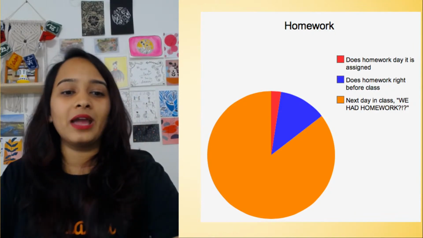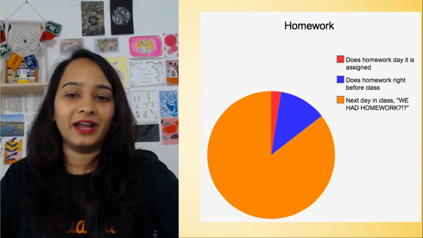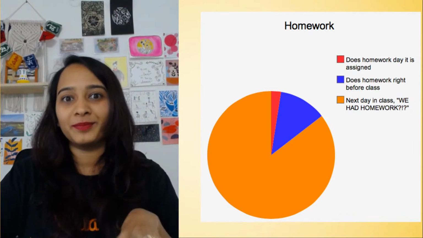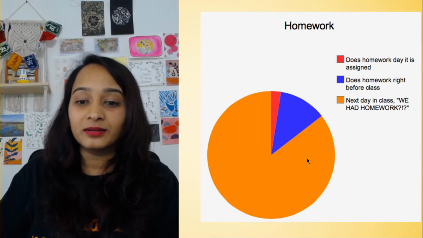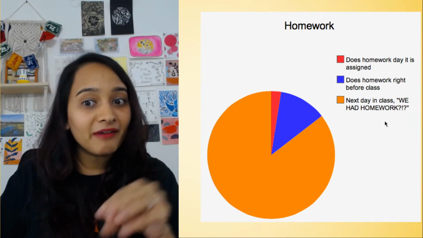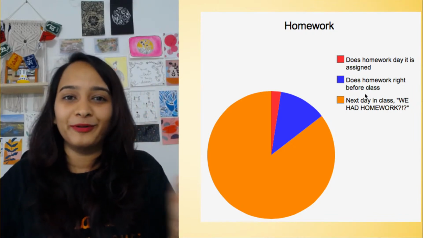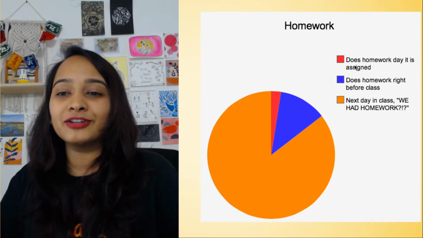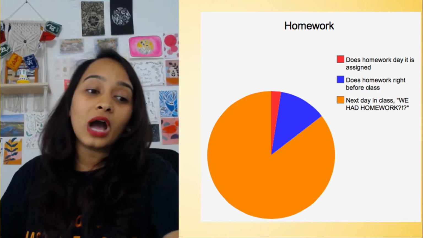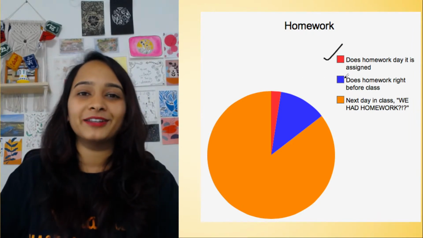So today's session, everybody already knows about it. It's pictograph, bar graph, histogram and all of that, right? So here's a quick meme about a pie chart. All of you know what a pie chart is, right? So here the mustard yellow is next day in class we had homework. Half of them will do that. In blue, does the homework right before the class. And the red one that you're seeing is does homework the day it is assigned. मतलब आज अगर मैंने homework कर दिया तो आज ही सबने कर दिया है. Very few people, but all my YouTube students fall under the red category here.